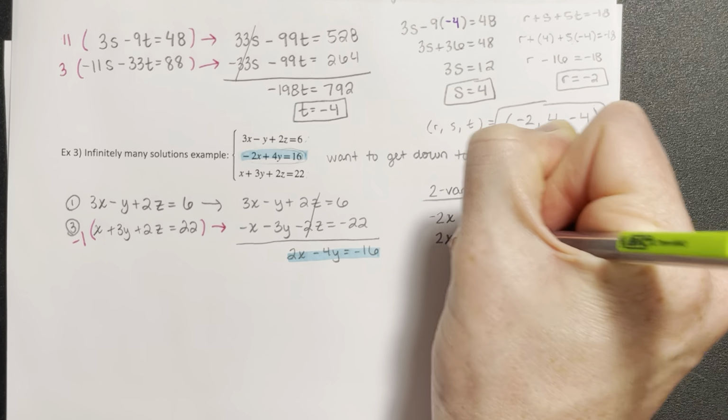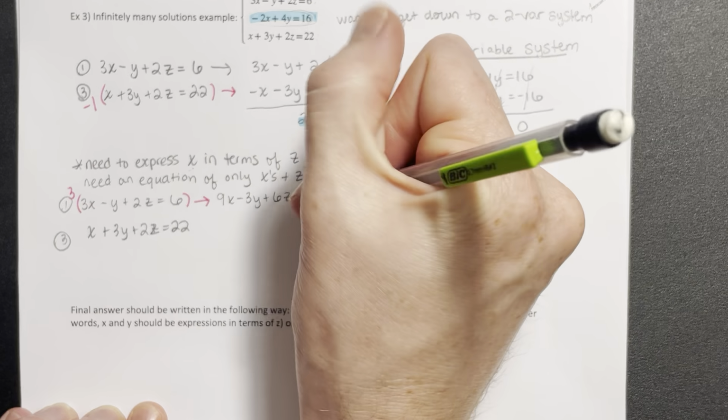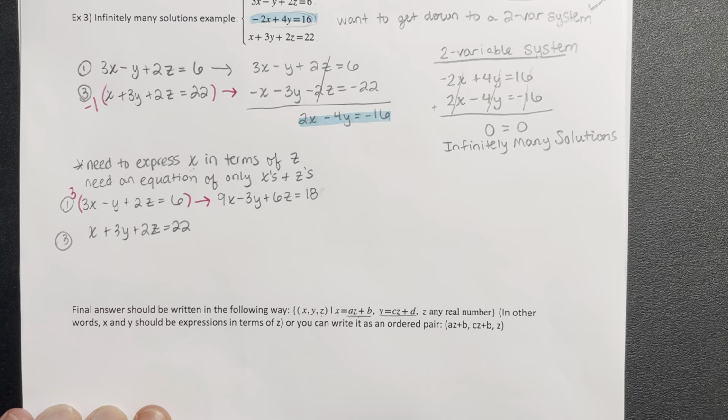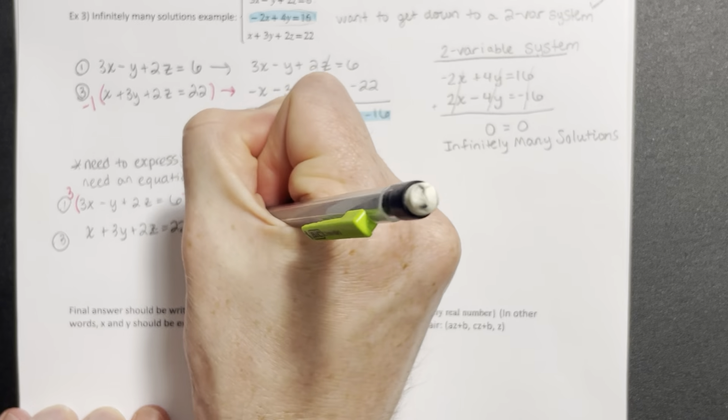So to eliminate y's, I'm going to multiply the top equation by 3. That makes 9x minus 3y plus 6z equals 6. Nope, not 6. Equals 18. Got to multiply everything by 3. And now if I put that with the third equation, we can eliminate those y's. Negative 3y plus 3y is 0y. But we do get 9x plus x, which is 10x, plus 8z equals 40.